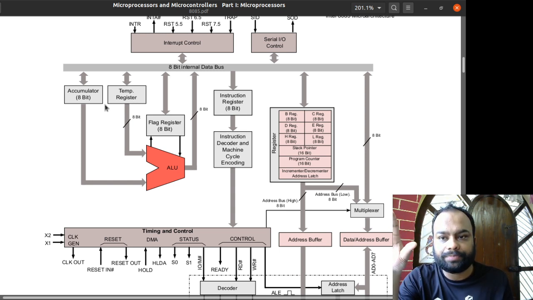But nowadays, this is a very old history at this point. This microprocessor was released in 1976.